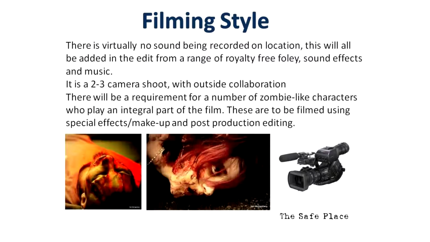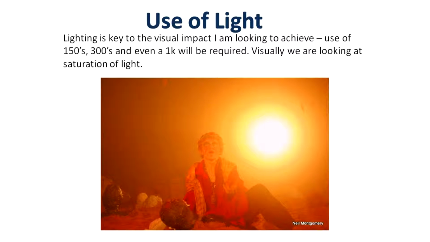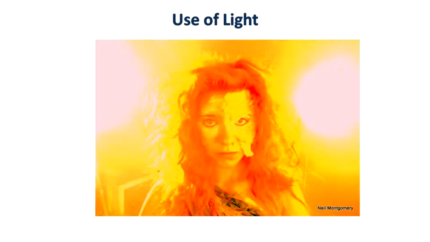The filming style for The Safe Place: there's virtually no sound on location. It's a 2 to 3 camera shoot with outside collaboration. There's a requirement for a number of zombie-like characters, which are integral to the filming. Lighting is key to the visual impact I'm looking to achieve. Use of 150s, 300s and a 1K are required. Visually, we're looking at saturation of light. You can see this here.